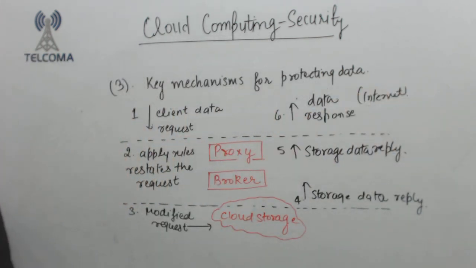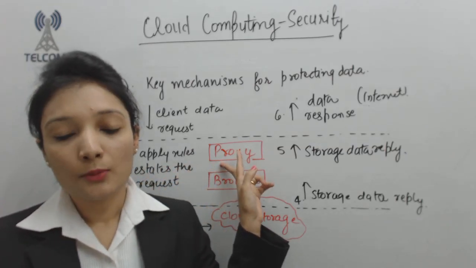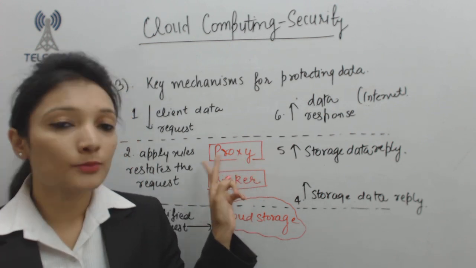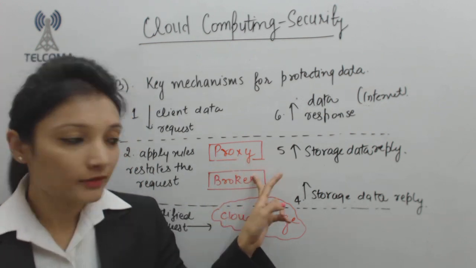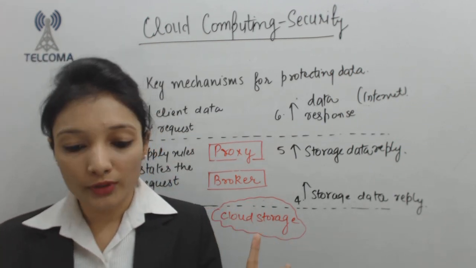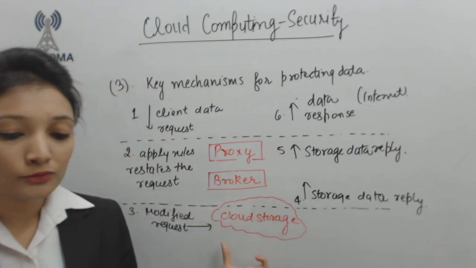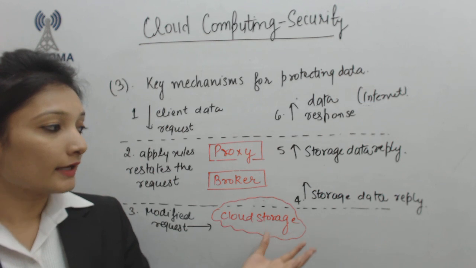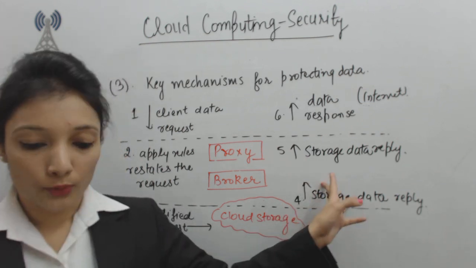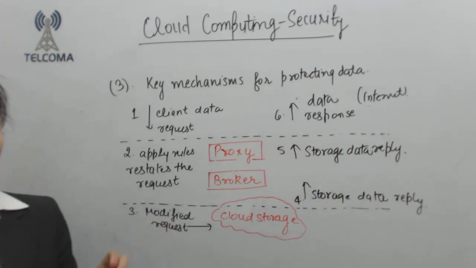through the internet here. So that means the client data request first goes to the proxy's external service interface. After that, in the second step, the proxy will forward the request to the broker. Now, this broker request will be forwarded to the cloud storage system. When the cloud storage system receives this request, it will return the data to the broker. The broker returns data to the proxy, and then finally the data is sent to the client.